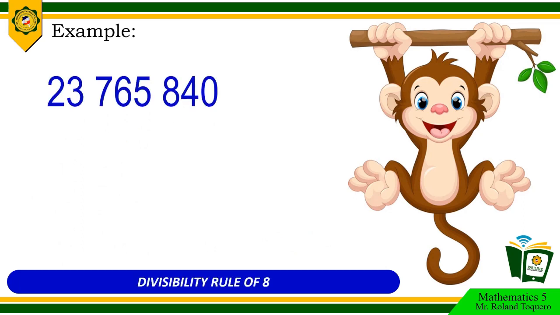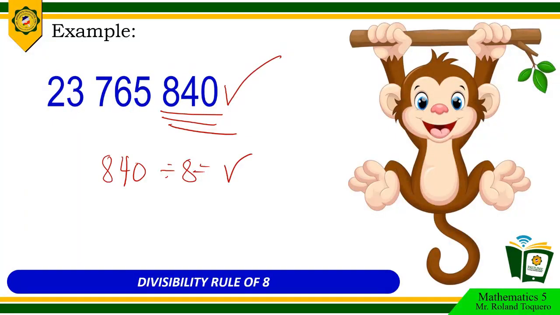For the divisibility of 8, a number is said to be divisible by 8 if the last 3 digits are divisible by 8. For example, 23,765,840. The number formed by the last 3 digits is 840. 840 is divisible by 8. Therefore, the whole number is divisible by 8.